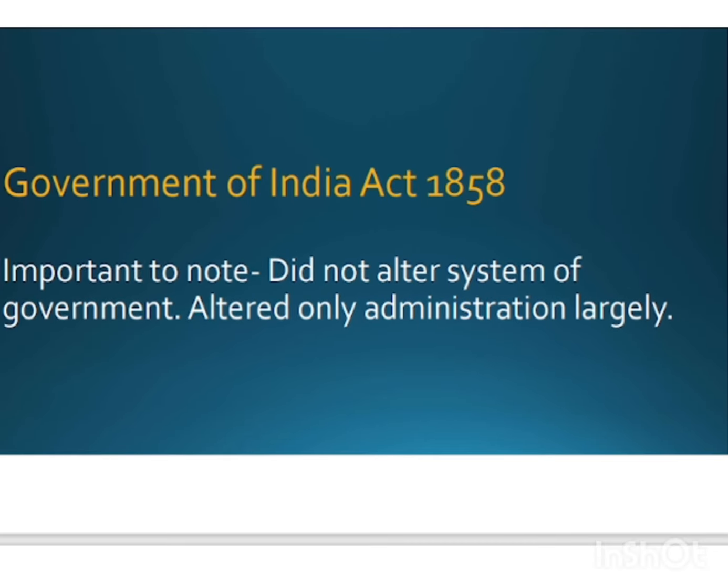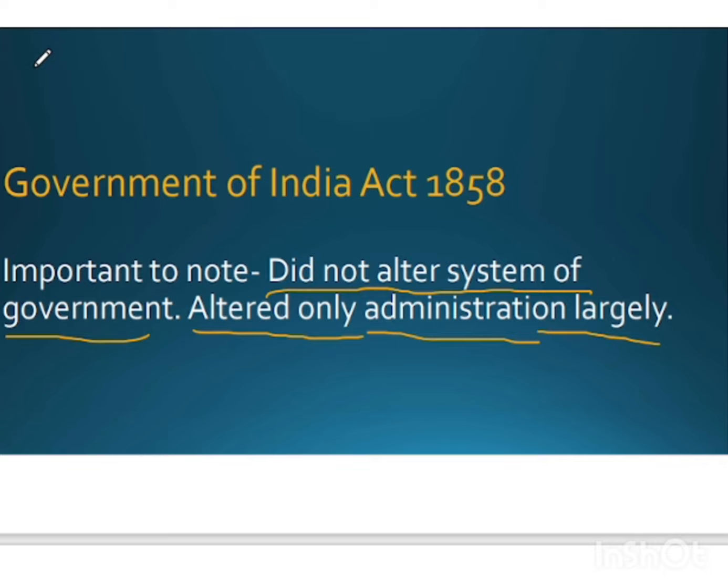Now one of the important, or we can say fundamental, changes which happened through this act is that it did not alter the system of government, but it largely altered the administration. So you need to know this.